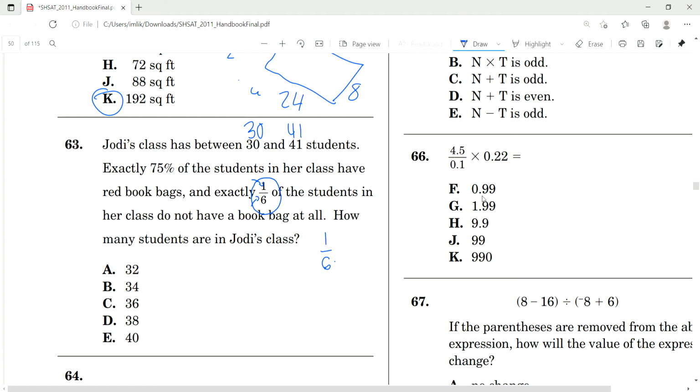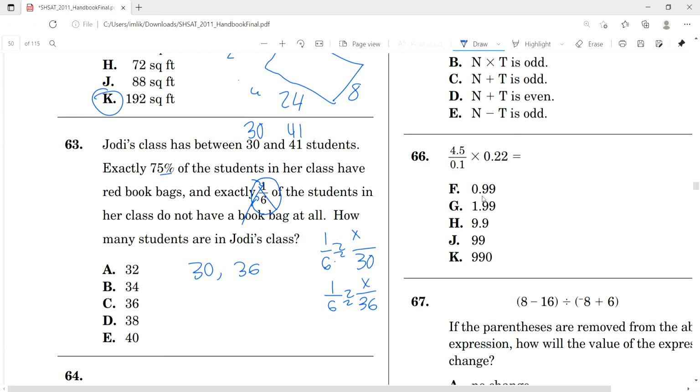Between 30 and 41, how many multiples of 6 are there? Well, you have 30, which is divisible by 6. You also have 36. So now we can eliminate this piece of information because we used all of it up. We know that 1 over 6 can simplify from something over 30, and also from something over 36.